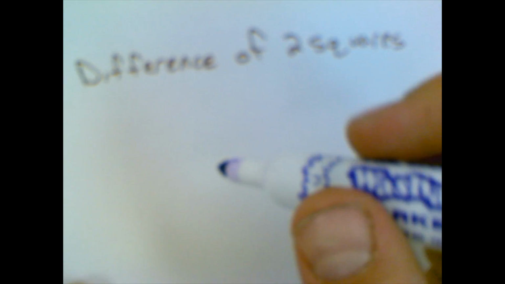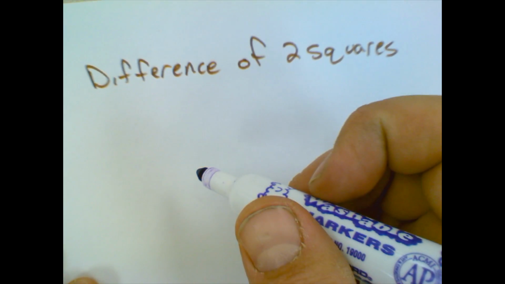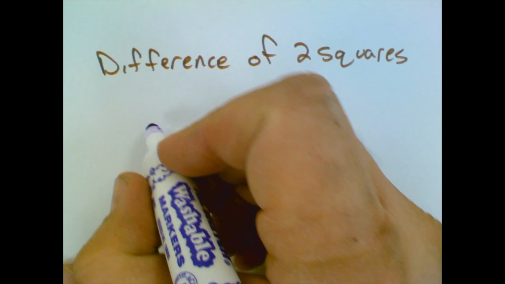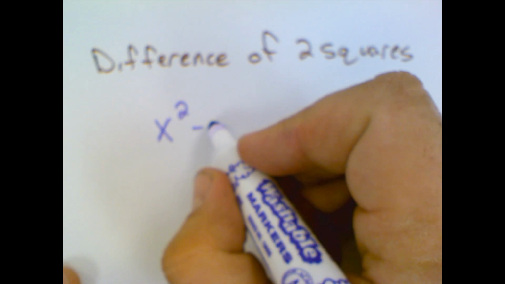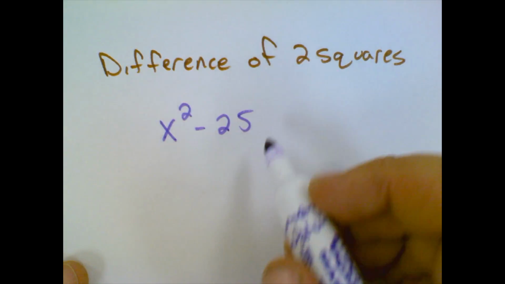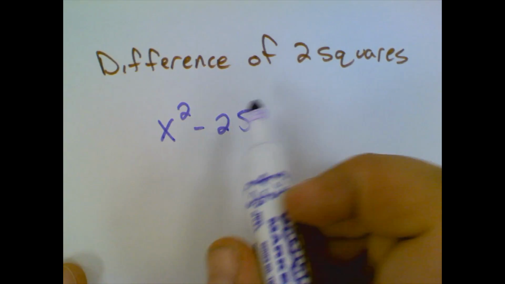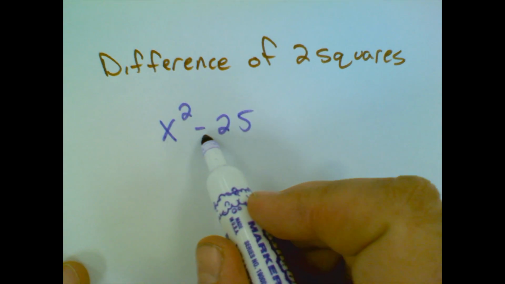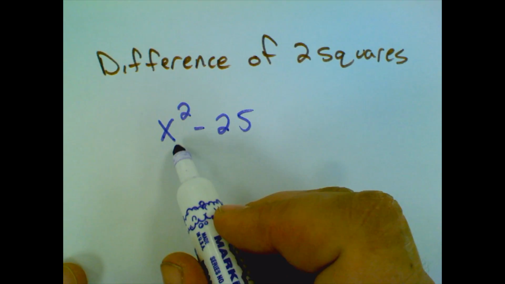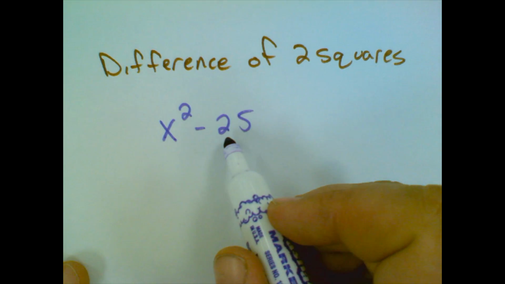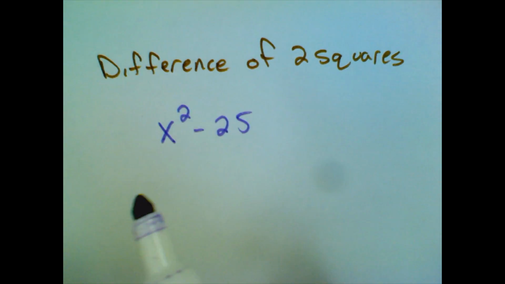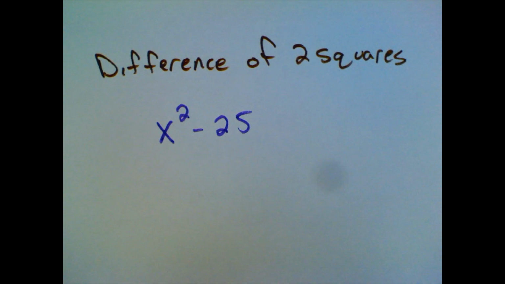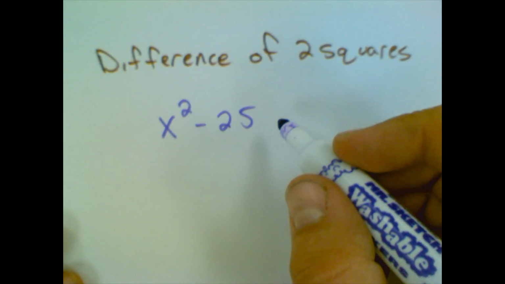And let's say, for example, I had x squared minus 25. Well, if you notice, the reason it's called the difference of two squares, we have a difference, a subtracting of two terms. Both are perfect squares. In other words, I can take the square root of both of those and have a nice square root. All right, so the question is, how does this factor?